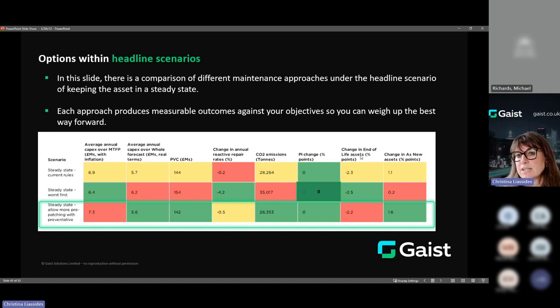And again, change in end of life. If you do all your worst, obviously you'll be moving those up out of end of life and into good. But you can see over the whole period, you don't really keep up. So just doing your worst first doesn't really keep up.